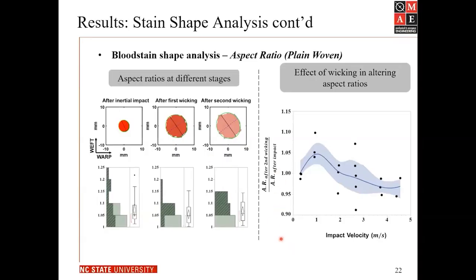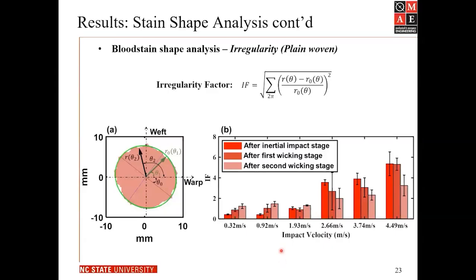We can see here that as we increase the velocity, the aspect ratio remains close to 1 on this particular fabric. We can also do an analysis of what's called the irregularity factor, which is just a measure of how close the stain's shape is to a perfect circle. The larger the IF, the further away we are from a perfect circle.